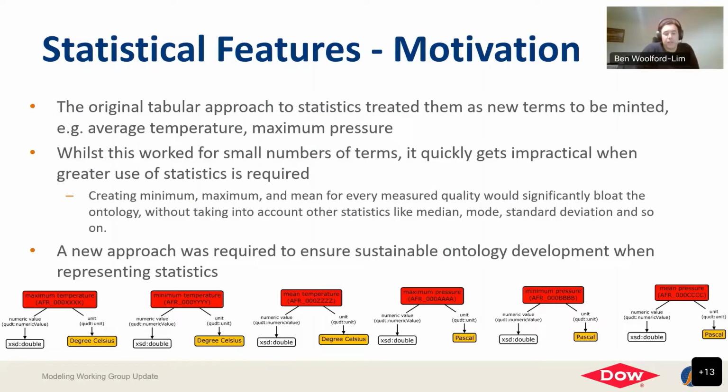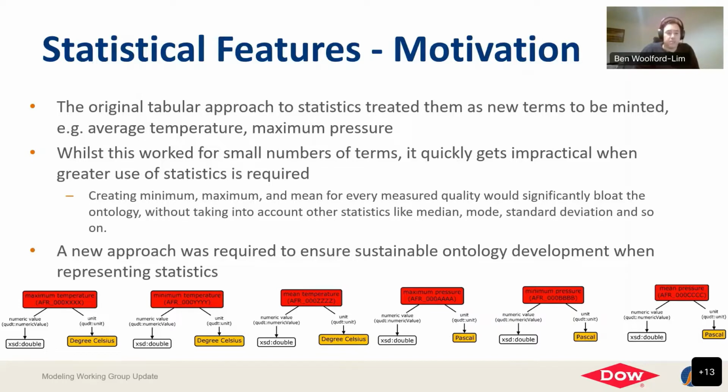Originally, when we recorded statistics in the tabular models, we treated them just as new terms that needed to be minted. So we'd create a term for average temperature, another term for maximum pressure, another for minimum velocity, and so on. Whilst this worked early on in the process for small numbers of terms, some of the new models coming out, particularly the 1 or 2 from the DAO team, showed that it very quickly gets impractical once you start using a lot more statistical terms like this.